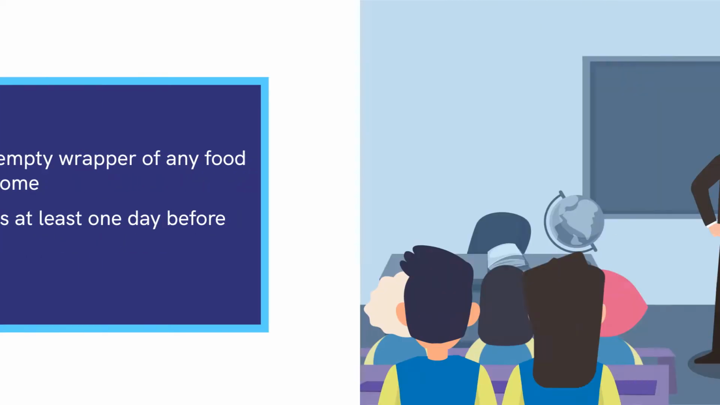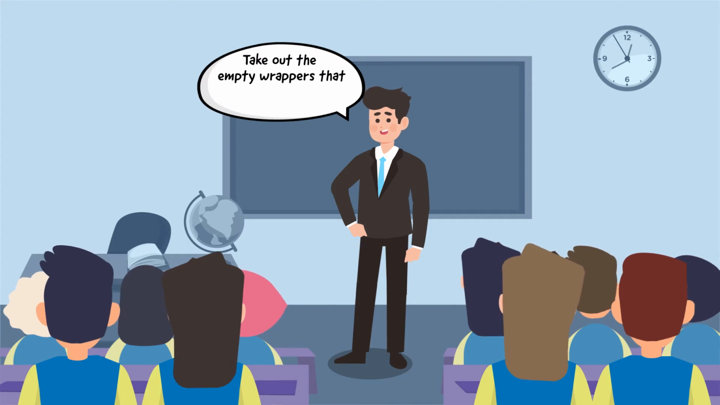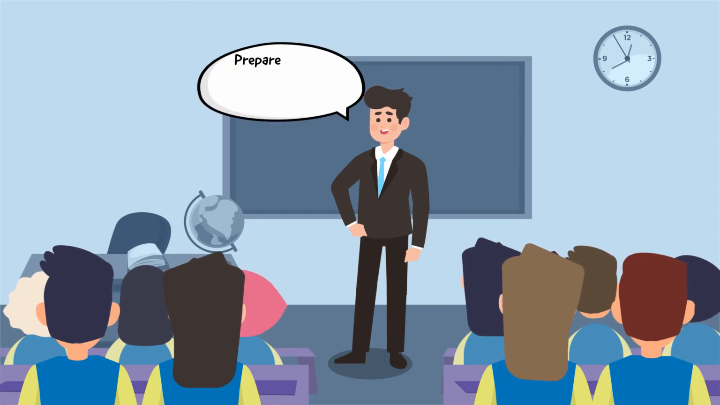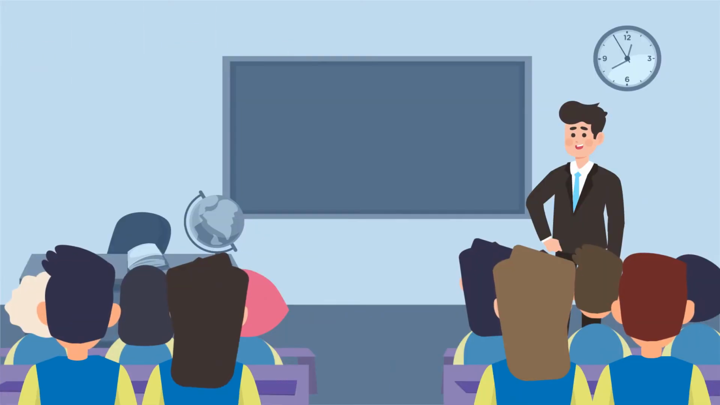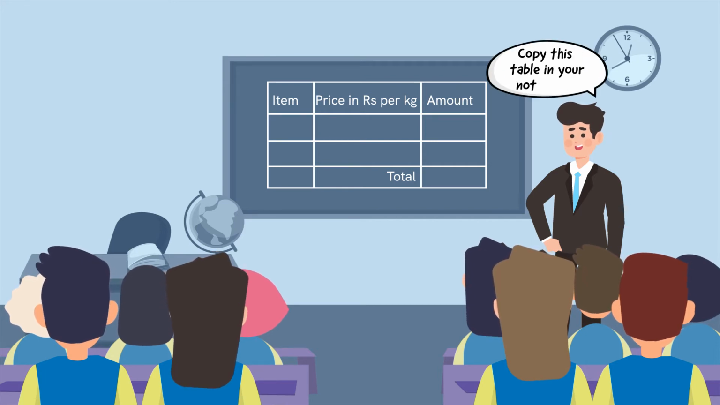Now, we will initiate the class by asking the students to take out the empty wrappers that they have brought from home. We will inform them that they have to prepare a sample price list of a grocery bill. We will also inform them that they have to work in pairs with their partners. Next, we will make a table as shown on the board and ask the students to copy it in their notebooks.